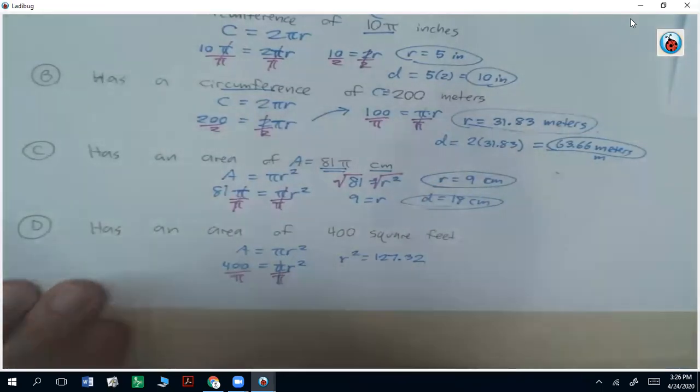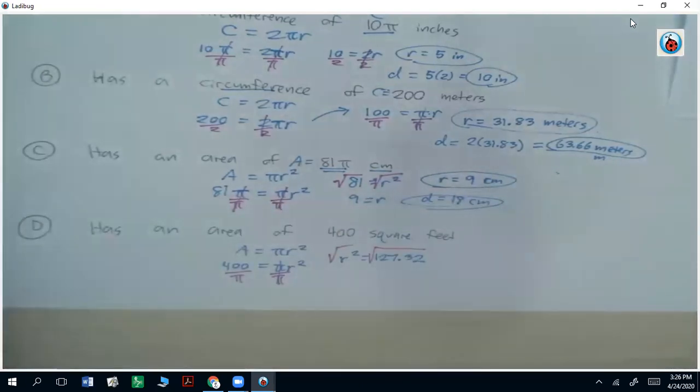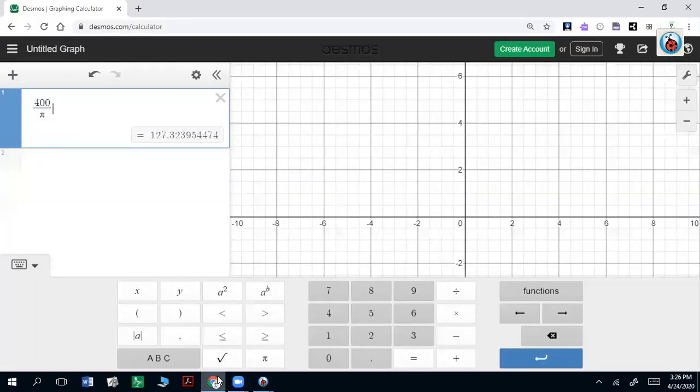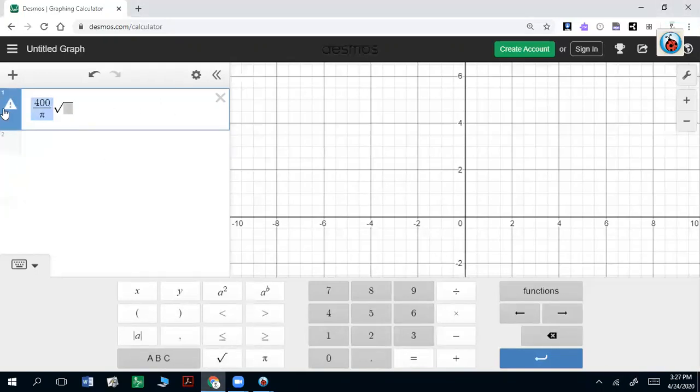All right, to solve for the radius, like up above, we will square root. And I'll have to use a calculator for that as well. So let's go and put that in Desmos. Now in Desmos, you can do the square root by doing SQRT, or you can go back to the calculator and click on the square root button. And what did we say? 127.32. So that's going to give you about 11.28.